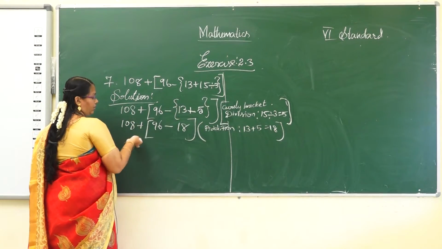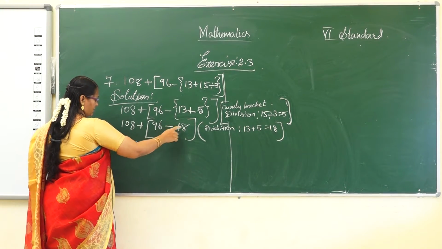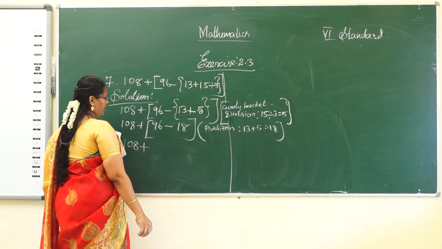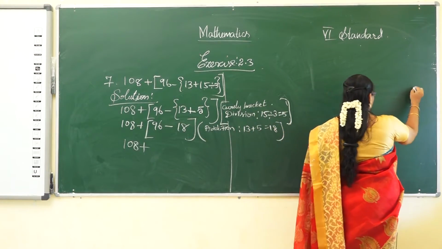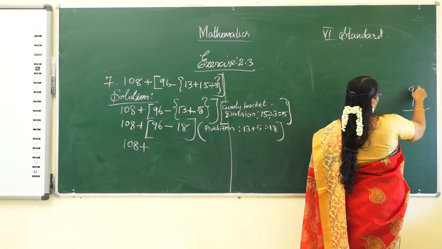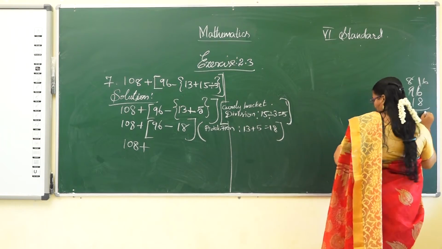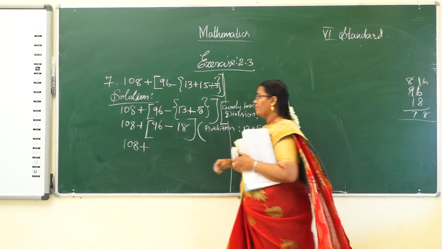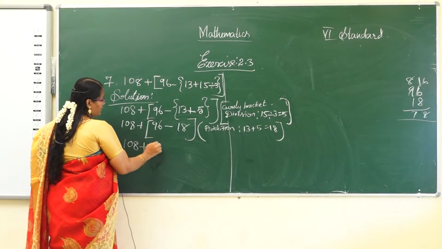Next we prefer to the big brackets. So 108 plus, simplify, 96 minus 18. What is the value? 96, so it's not possible, borrow from here. Here 8. So 7, 16 minus 8 is 8. So value is 78.